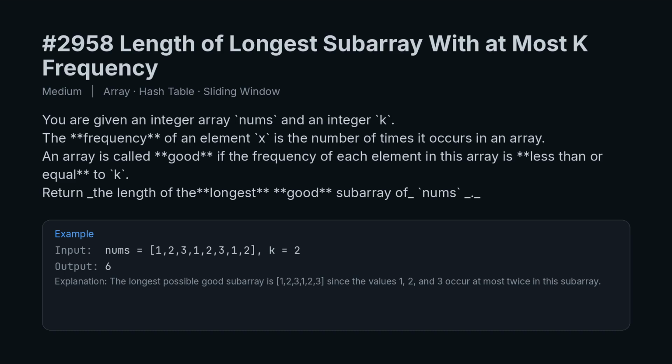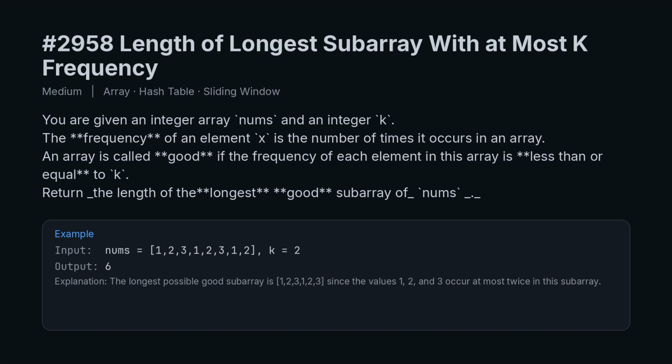The frequency of an element x is the number of times it occurs in an array. An array is called good if the frequency of each element in this array is less than or equal to k. Return the length of the longest good subarray of nums. For example, given nums equals 1 2 3 1 2 3 1 2, k equals 2, the expected output is 6.